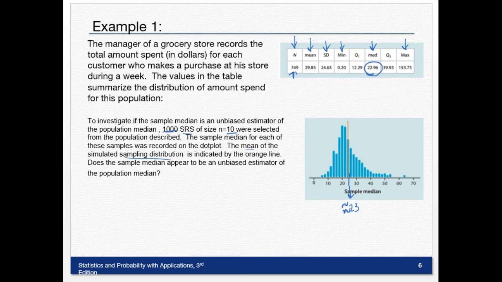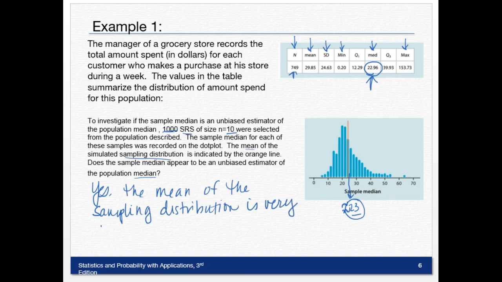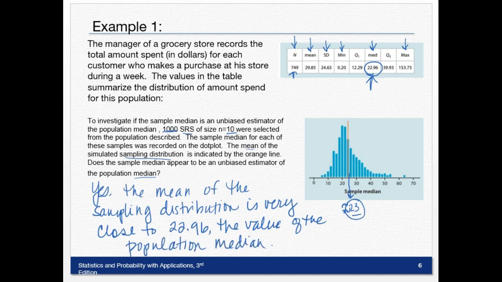Does the sample median appear to be an unbiased estimator of the population median? Well, how do we know? We look at what our dot plot tells us. Where's the mean of all of this? And compare it to the actual data. 22.96 is the actual median. We came really close to it, 23. So we would say, yes, the mean of the sampling distribution is very close to 22.96, which is the value of the population median. The mean of the sampling distribution is very close to the actual population median, okay?